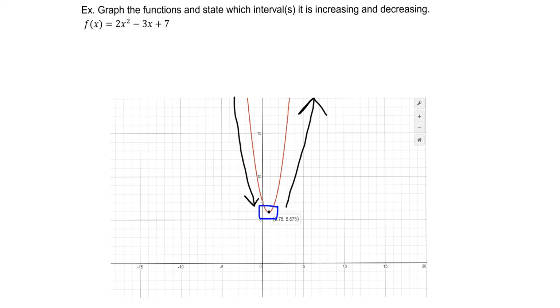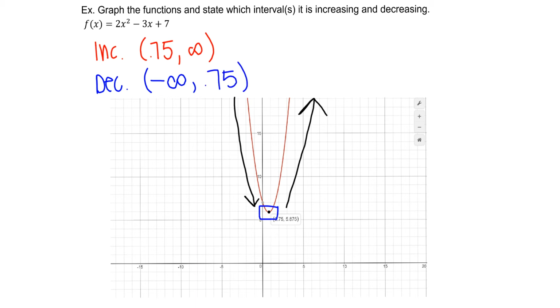So we're going to have an increasing interval starting from our point at the bottom, so 0.75, and continuing on to infinity. Our decreasing interval starts at negative infinity, and it stops decreasing at our low point, which occurs at 0.75. Because that low point was only 2 decimals, I just used both of them. If you decided to round to 0.8, it would have been fine as well.